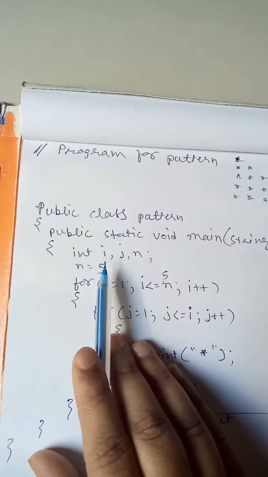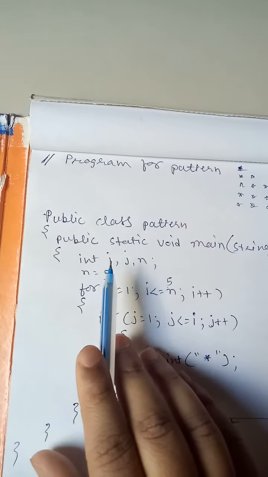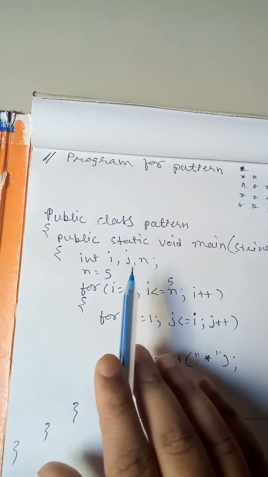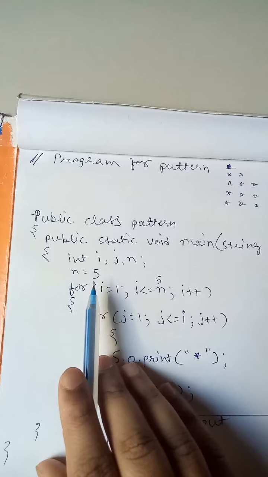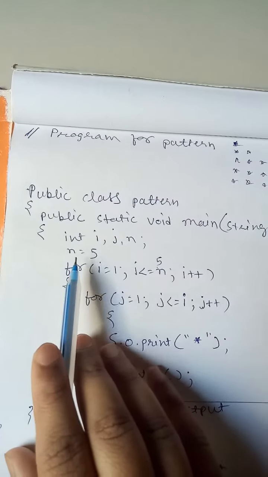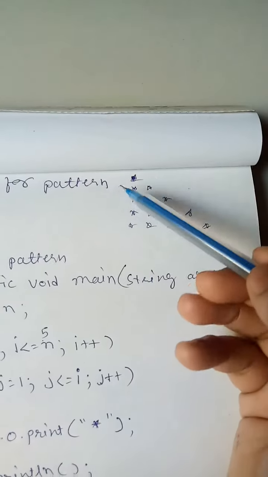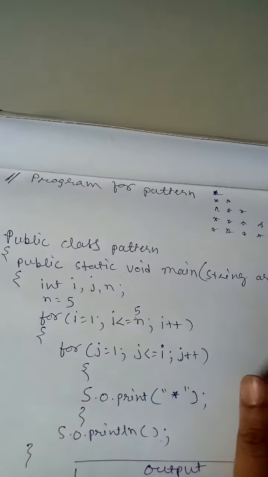In this program I am going to use the nested loop, so that is why I need two variables. One is i and the second is j, and n I have taken for the number of lines. In this program the star pattern will be of 5 lines only, so that is why the value of n is 5. You can see here 1, 2, 3, 4 and 5. Now let's start the loop.